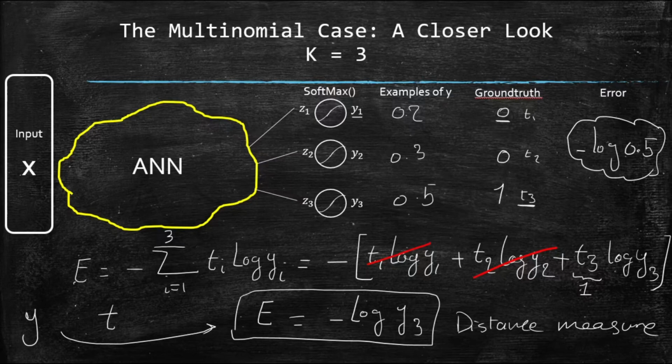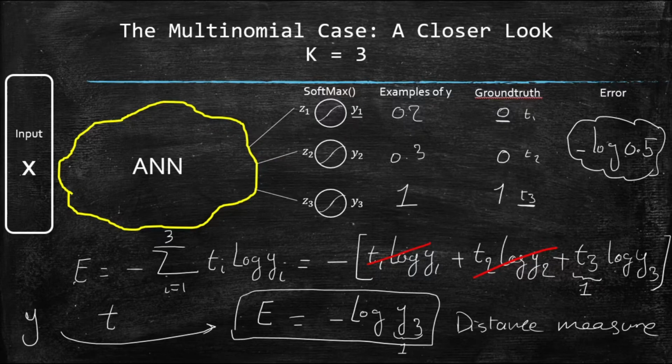Remember that, for example, if y sub i is 1, right? So let's say that the network has actually produced 1 here, okay? Then this would mean that for y3 we can put 1 over here, right? And log of 1 is 0, so the error would be equal to 0. It means that we are right, spot on.